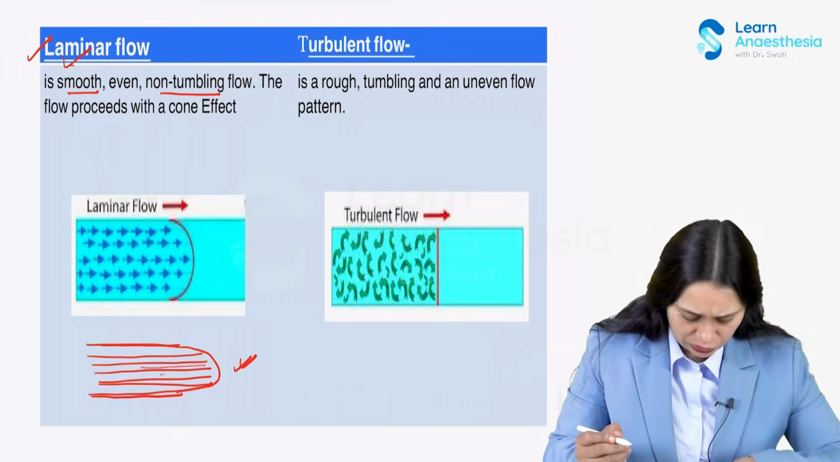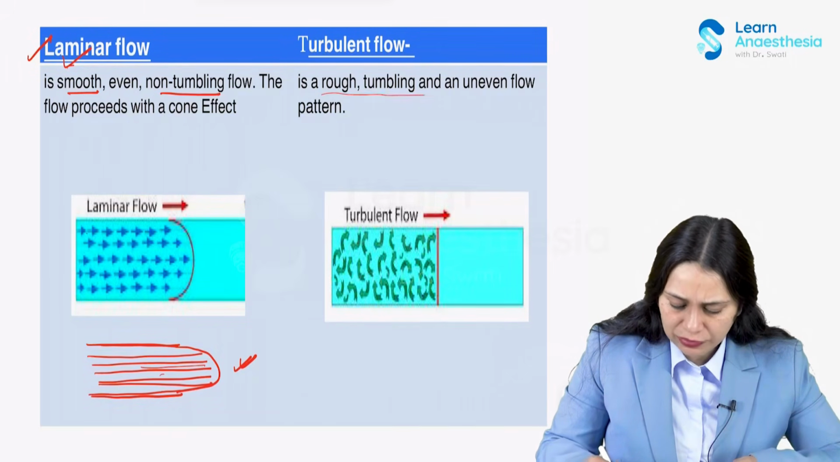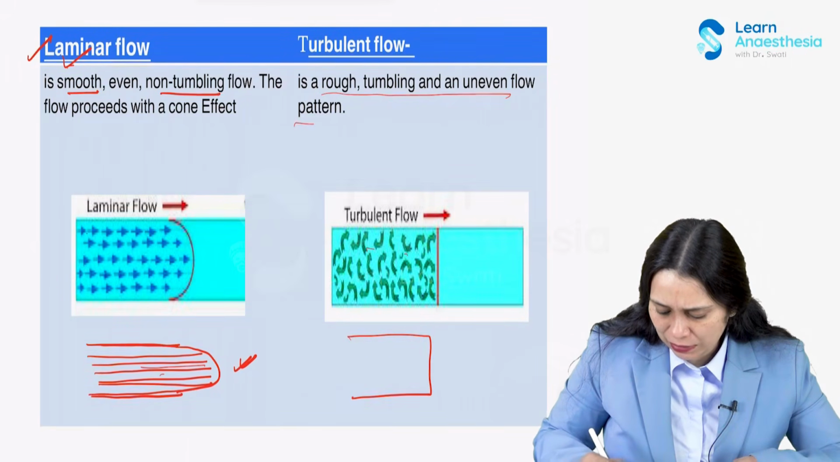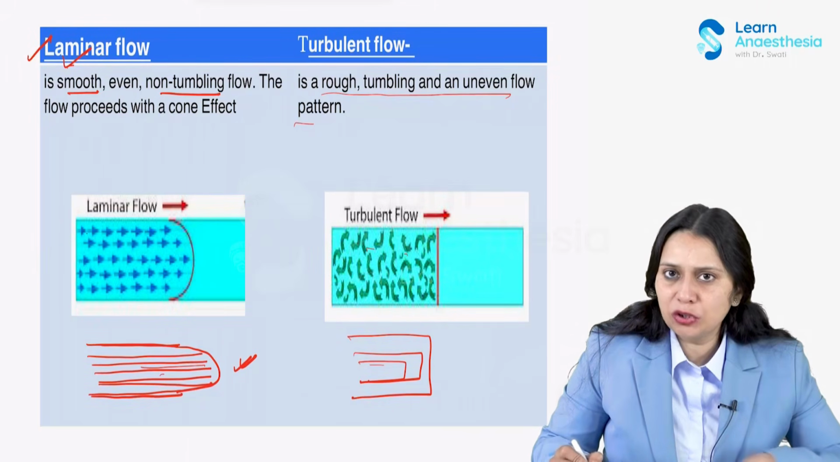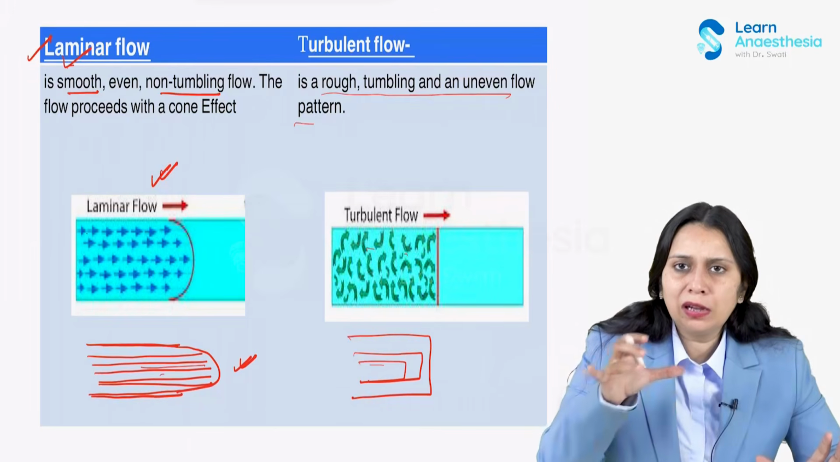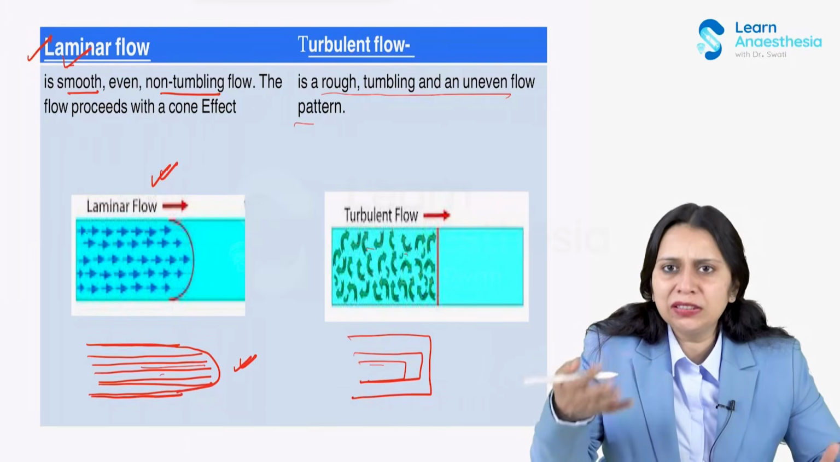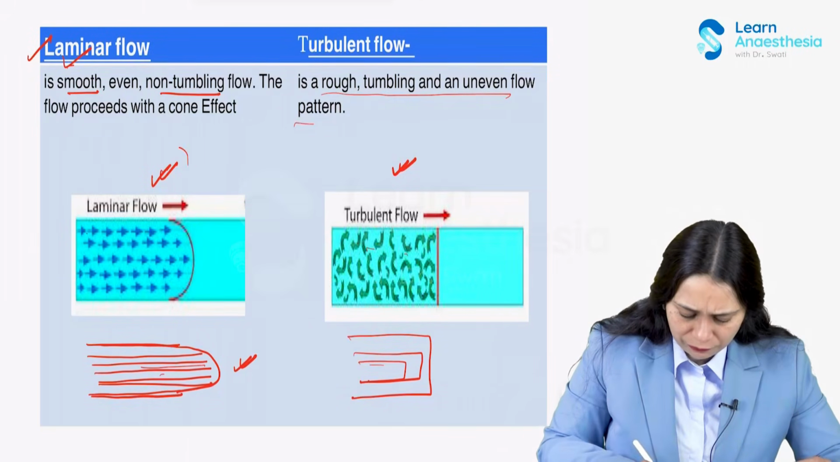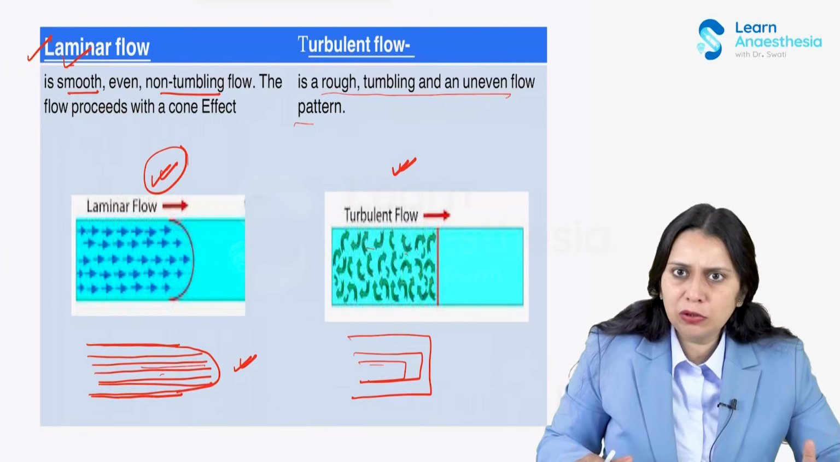So what is turbulent flow? It is a rough, tumbling, and uneven flow pattern. We call it a square pattern: rough, tumbling, uneven. This is turbulent flow. And when the flow is laminar, the factors governing the flow of the gas are different from when it is turbulent. So when the flow is laminar, which law governs the flow of gas?